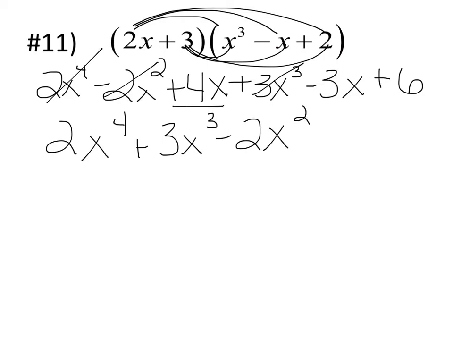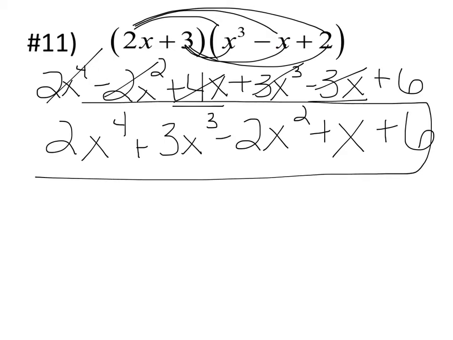Next would be our to the first power terms, which would be 4x minus 3x, which is just going to give us 1x. Cross those off. And then you just have plus 6. So you end up with 2x to the 4th plus 3x cubed minus 2x squared plus x plus 6. And that's your final answer. Can't go any further than that.